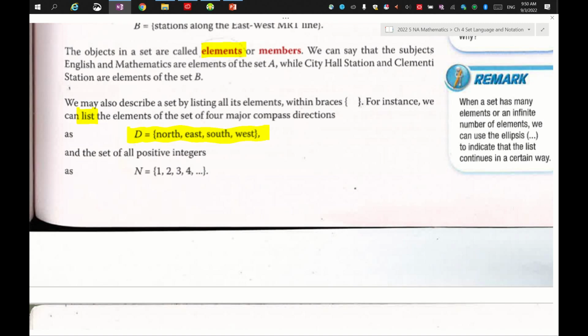Another way of listing, the set N contains all positive integers. Is it possible for me to write down every single positive integer? Not possible. It goes to infinity. So I can write 1, comma, 2, comma, 3, comma, 4, comma, dot, dot, dot. As long as it is logical, easy, clear enough for people to understand. Oh, what comes after that? 5, 6, 7, 8, 9, 10. Good enough. Otherwise, you can describe it using words that could be better in some cases.